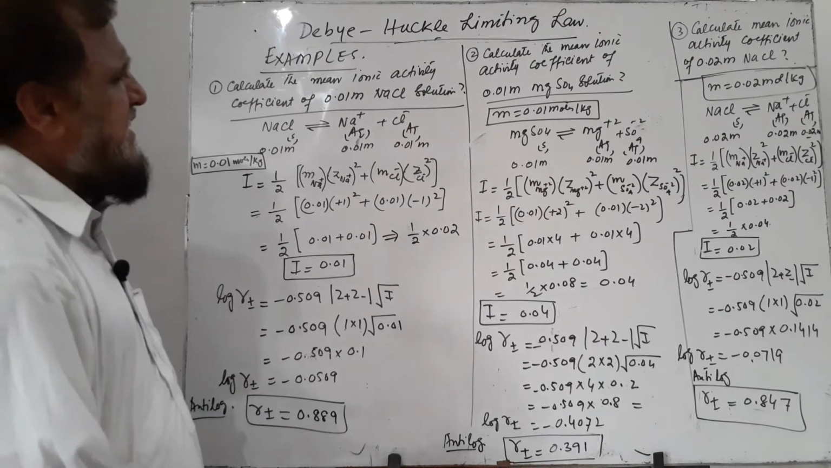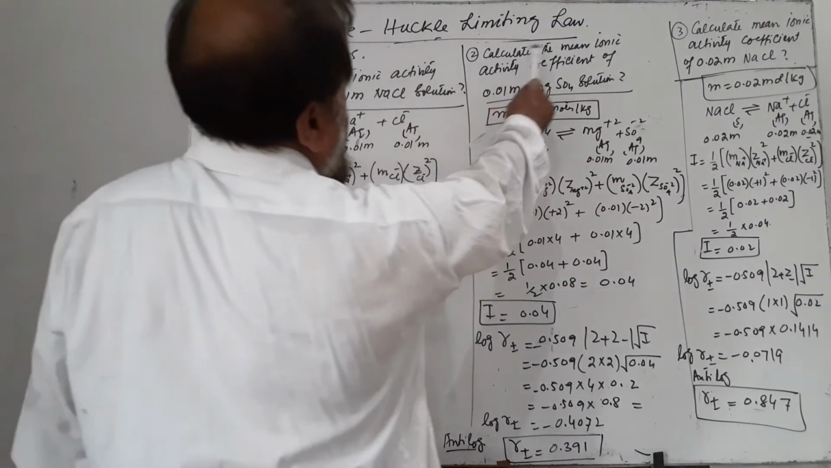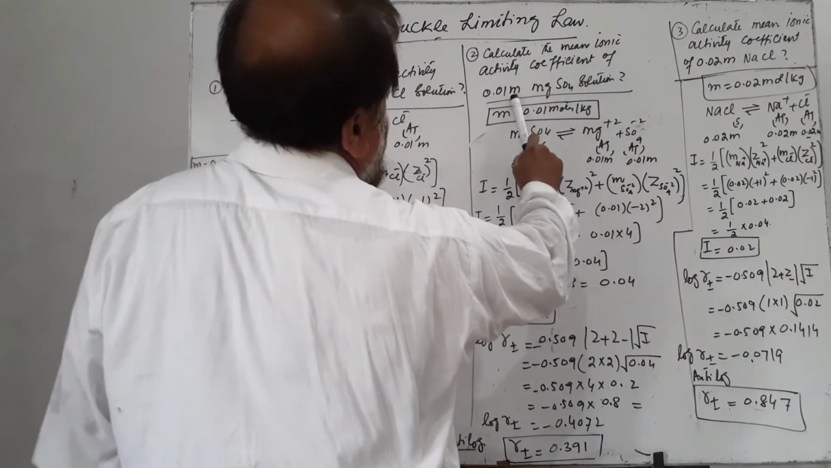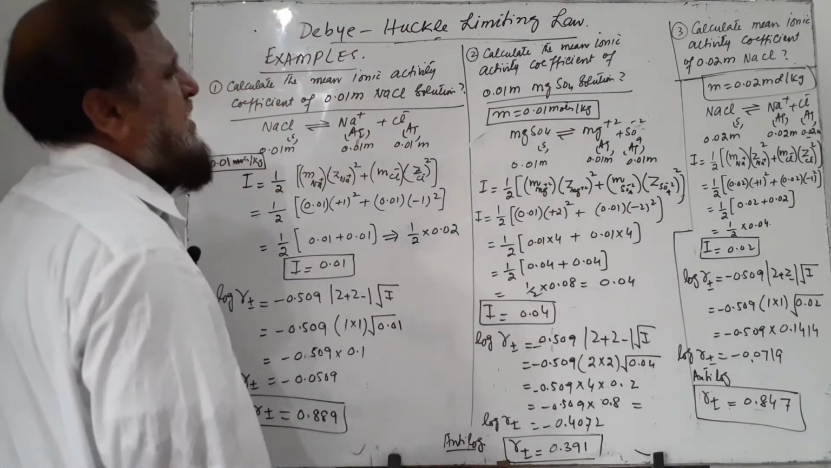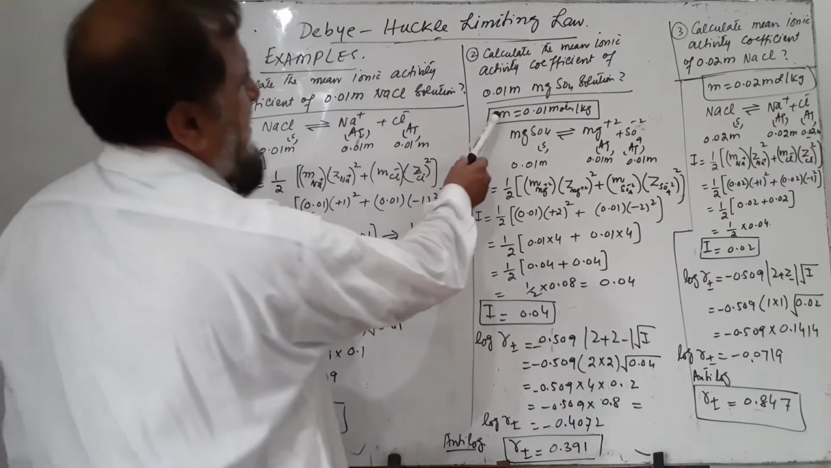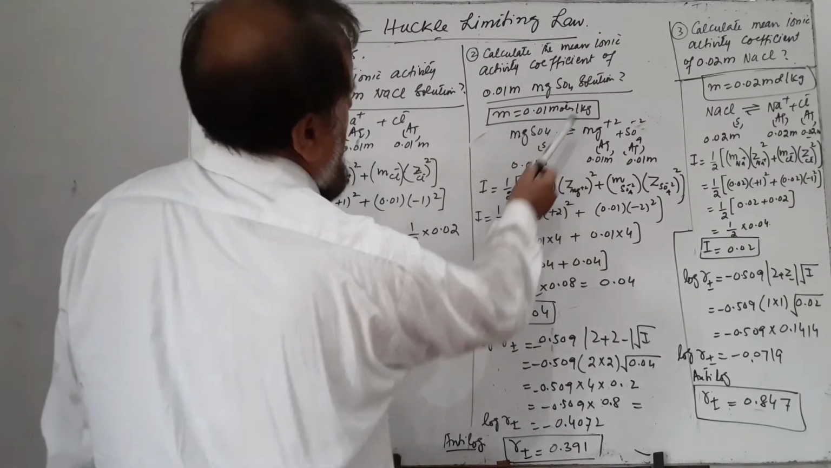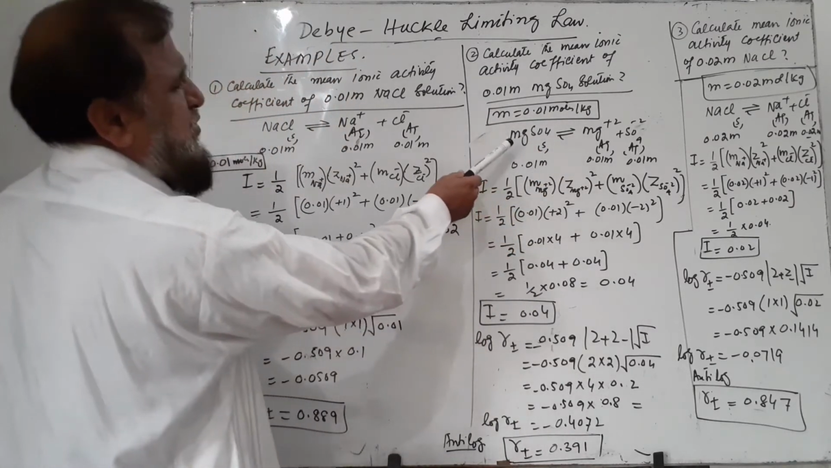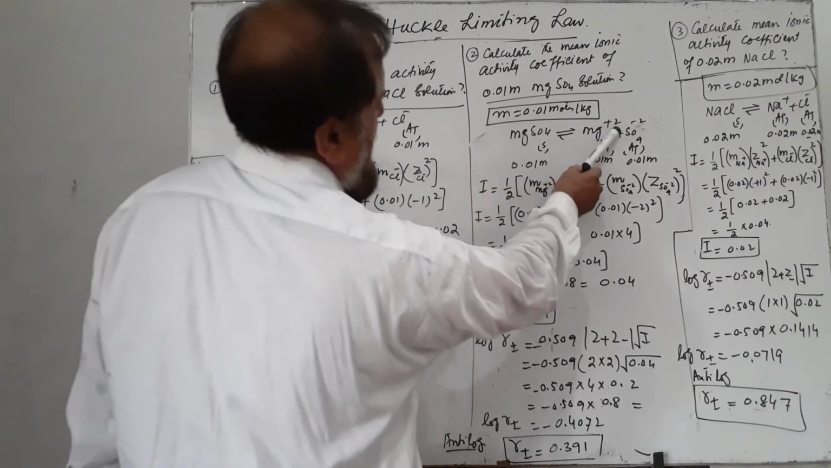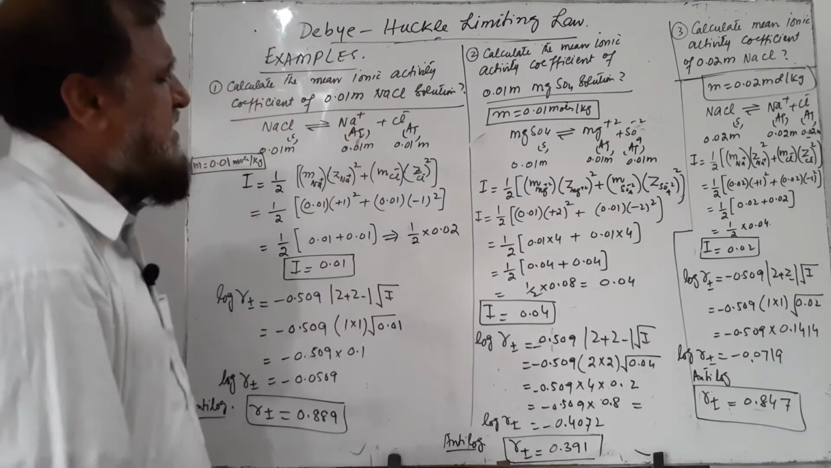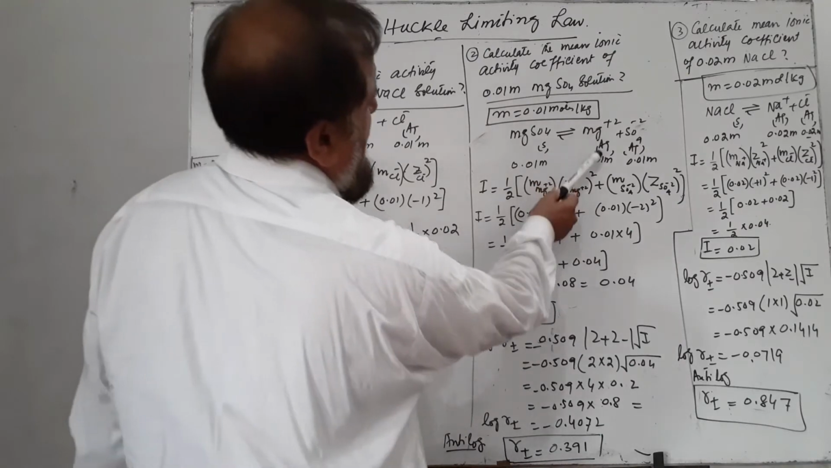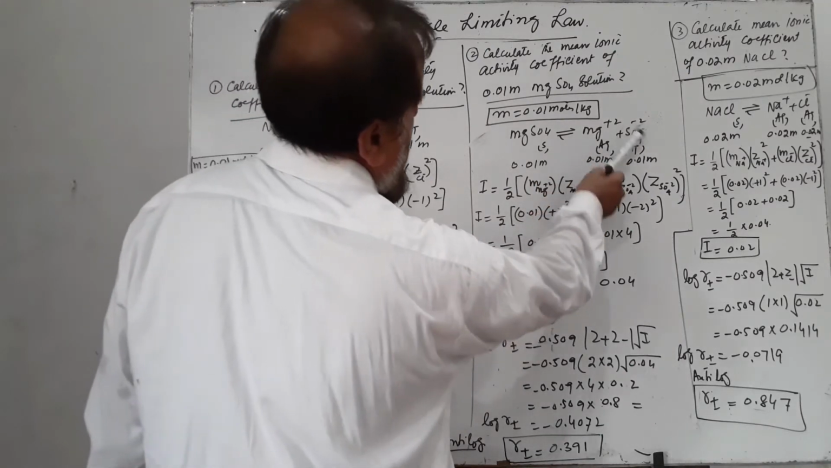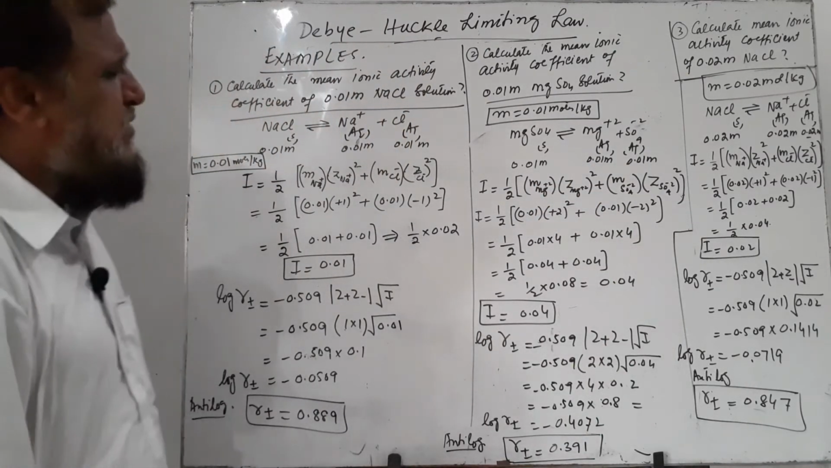Let us take the second example. We calculate the mean ionic activity coefficient of 0.01 molar magnesium sulfate solution. Here the molality is 0.01 mole per kilogram. Magnesium sulfate dissociates into magnesium plus 2 ions and sulfate minus 2 ions. The concentration of magnesium ion is 0.01 molar and the concentration of sulfate ion is 0.01 molar.